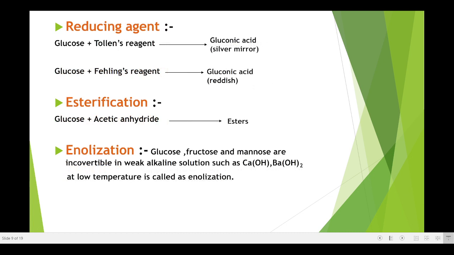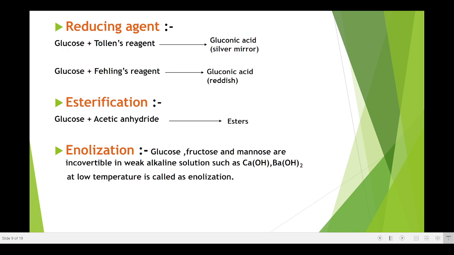13th property of monosaccharide is reducing agent, which is related to the 12th property. Here, identification tests of glucose use different reducing agents like Tollens reagent and Fehling's reagent. Here we can see the reaction. Glucose reacts with Tollens reagent and forms gluconic acid, which gives a silver mirror. It is the main feature in the Tollens reagent test.